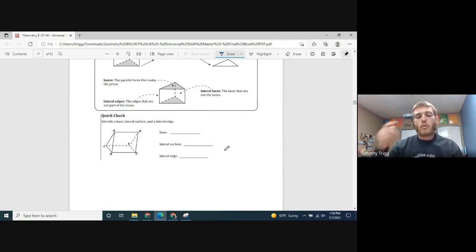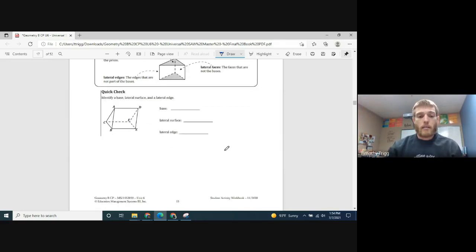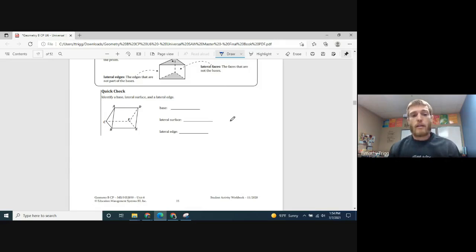Now, in order to be able to calculate surface area, we need to be able to find a couple of things we want to talk about here. So first, for three-dimensional shapes, what is considered the base? Now, I know that you might think of the base as what the object is sitting on. And in a lot of cases, that's true.